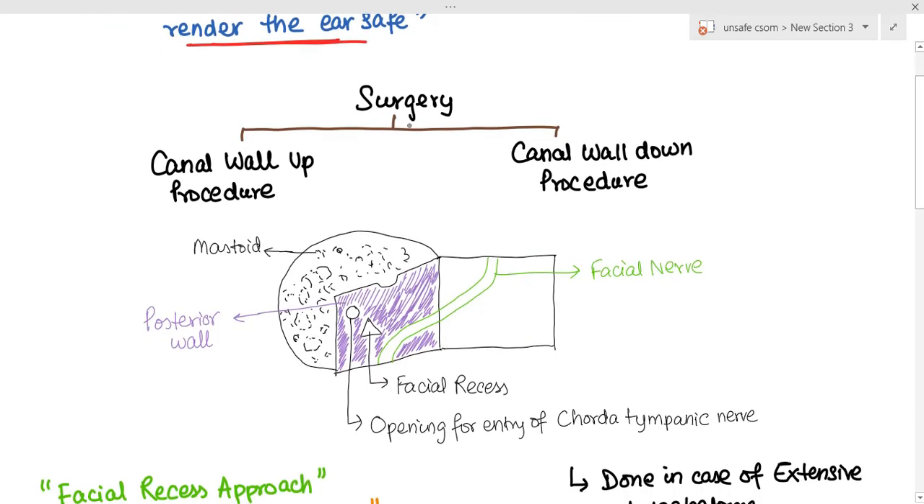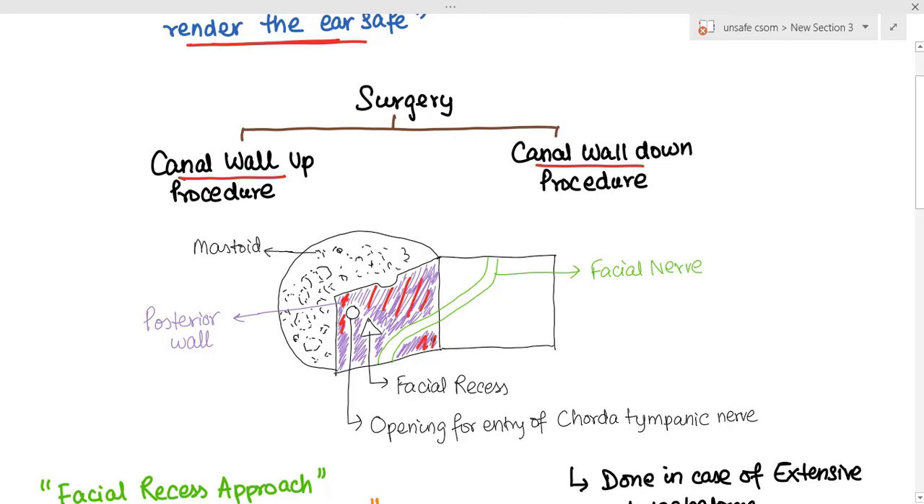Surgery can be of two types: there is the canal wall up procedure and the canal wall down procedure. The wall we are talking about is the wall between the mastoid and the middle ear. We're talking about the posterior wall. I have just shaded it here. This is the posterior wall.